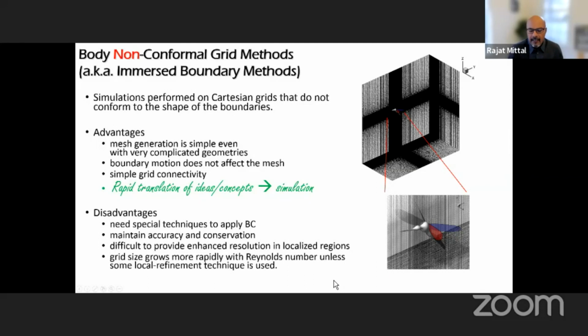And in a very early annual review paper on this, we had also shown that the grid size increases very rapidly with Reynolds number for these types of methods unless you use some local refinement techniques. So those are some of the disadvantages. And in the last 20 years, my group as well as other groups have been working on basically eliminating or diminishing these disadvantages, so these methods can be made more and more widely applicable to a wide variety of problems.